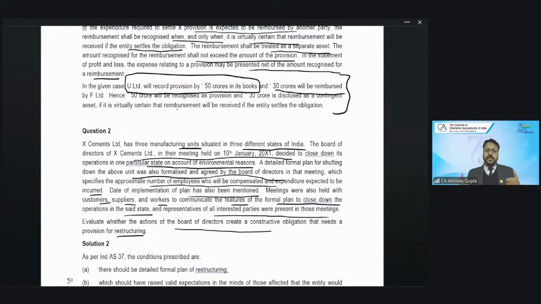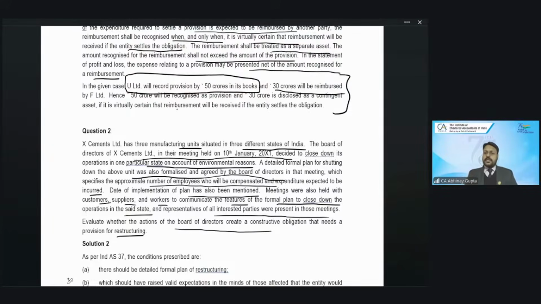What is the difference between the legal obligation and the constructive obligation? A legal obligation is driven by a formal agreement laid out and signed by both the parties, or it arises by virtue of the applicability of laws or regulations. That is called the legal obligation. And the constructive obligation is the obligation which results from the action or past behavior, or from setting expectations by the action of one party to another party, right?